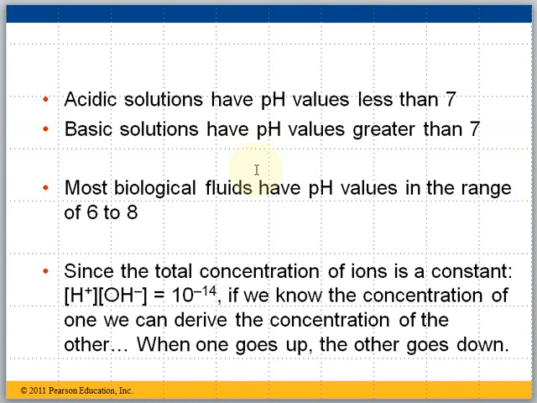And again, like I said, since this total concentration is a constant of 10 to the negative 14, it's a sliding scale. If one goes up, the other goes down. So if we know the concentration of one of these ions, we can derive the concentration of the other ion. So if the concentration of H plus ions is 10 to the negative 3, well, then we automatically know the concentration of the OH minus ions must be 10 to the negative 11. So we can kind of ascertain one from the other.